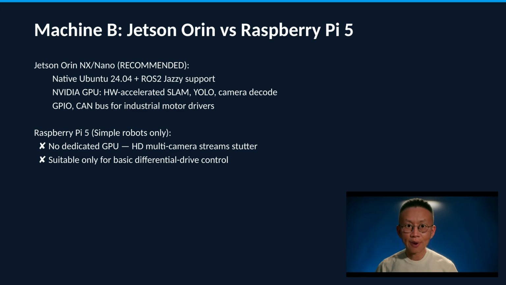For Machine B hardware, we recommend Jetson Orin NX or Nano. It has native Ubuntu 24.04 and ROS2 Jazzy support, NVIDIA GPU with hardware-accelerated SLAM, YOLO, and camera decoding, plus GPIO and CAN bus for industrial motor drivers. Raspberry Pi 5 is only suitable for simple robots. It lacks a dedicated GPU, so HD multi-camera streams will stutter. It can only handle basic differential drive control.